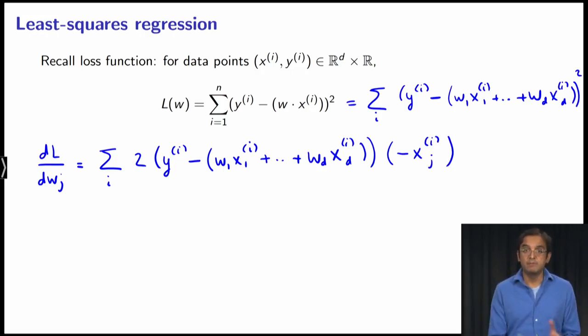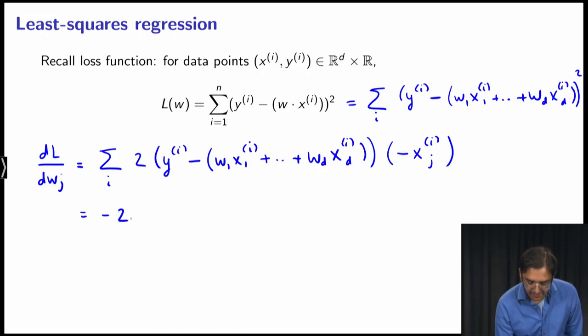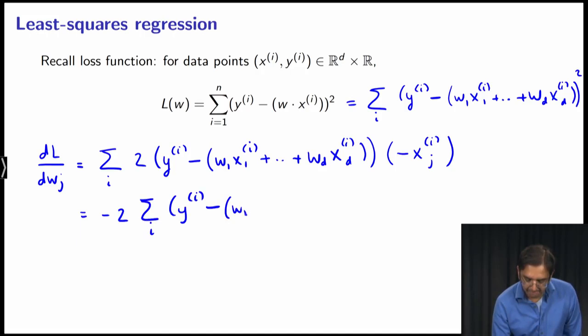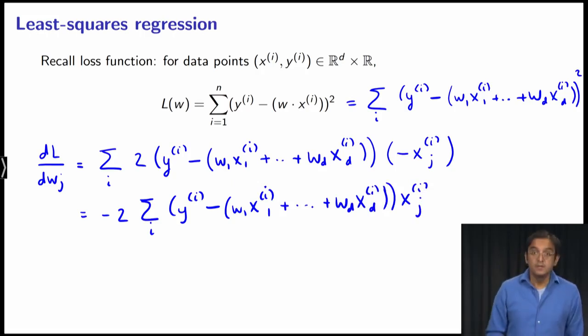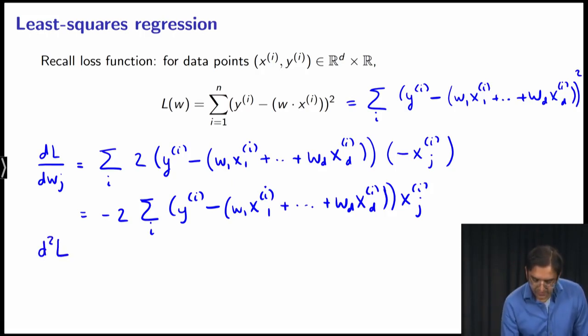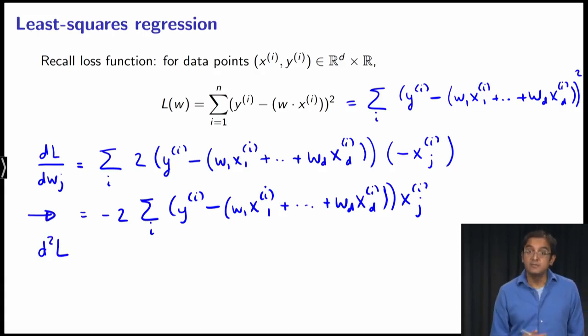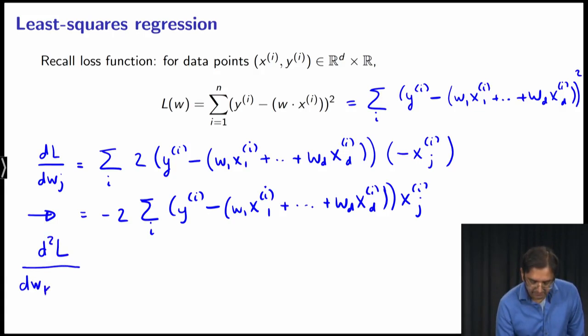Okay, that's the first derivative. Let's pull the minus 2 in front just for convenience. Okay, so we get something like this, with the inner term y_i minus w1 x_i1 all the way to wd x_id, times x_ij. Okay, now let's take the derivative with respect to w_k. So we take this expression and we take the derivative of that with respect to w_k. So that's the second derivative.